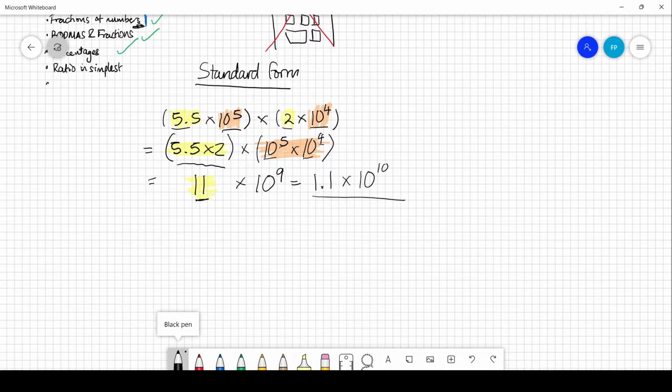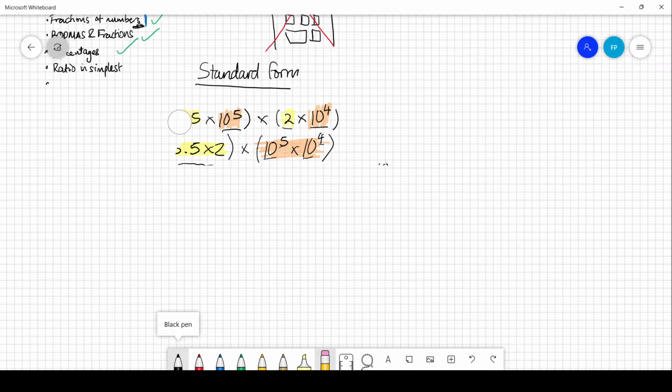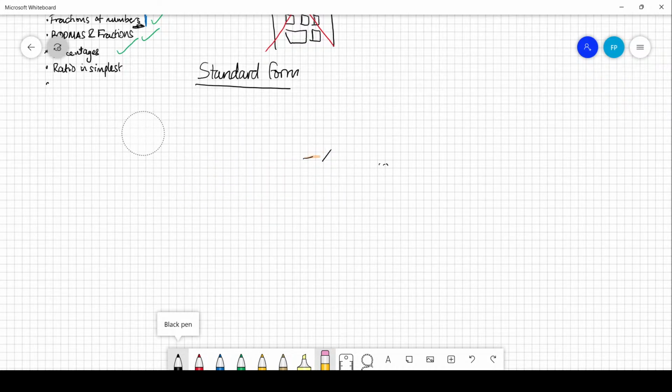Have you got the example down like this? Yeah. Another thing with this, they might ask you to do division as well. And with division, you'll subtract powers. And this brings us on to another topic that overlaps both higher and foundation. This would be the laws of indices.